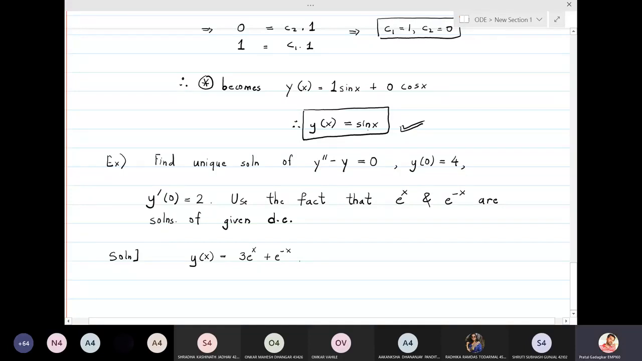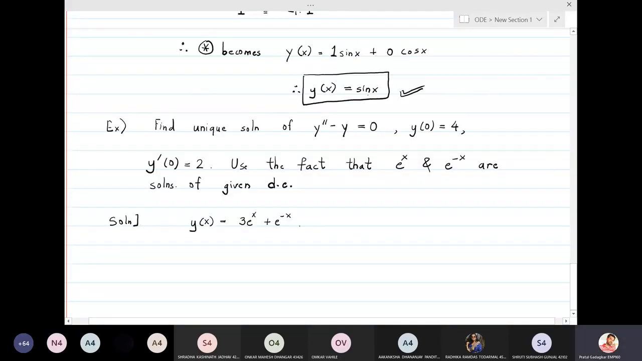Most of you have given this answer. Somebody got C1 is 3 and C2 is 1, and therefore y of x is equal to 3 e raised to x plus e raised to minus x. So let us check if the answer is correct. How do you check? Is y of 0 equal to 4? Let's check. y of 0 is equal to 3 e raised to 0 plus e raised to 0. E raised to 0 is 1, so 3 plus 1 will be 4, so this condition is correct.